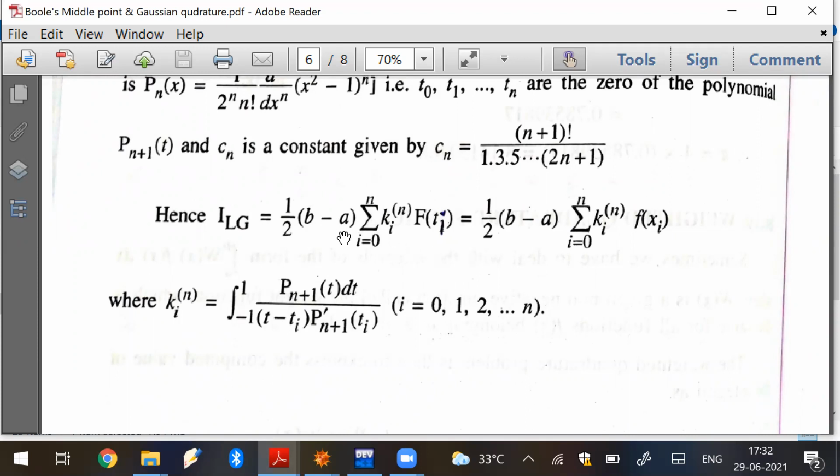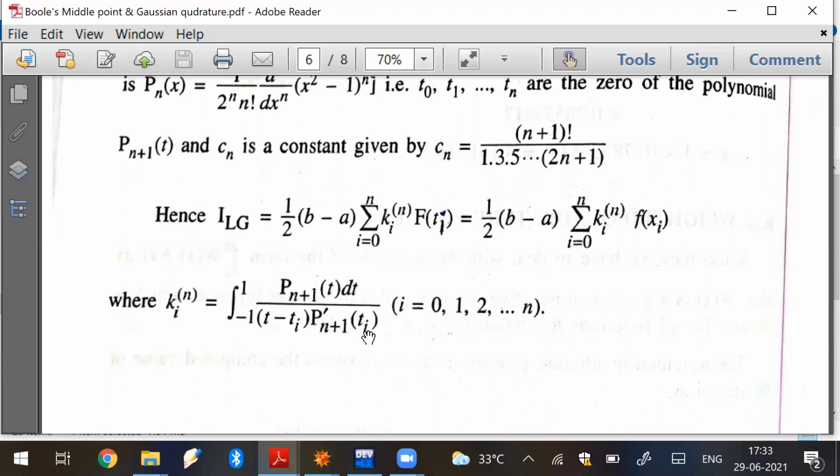formula. So what is the quadrature formula? If you read the expression, it is half of (b minus a), and then the summation over k_i n times f(t_i). Here k_in is given by this, and t_i are the roots of the Legendre polynomial of degree n plus 1, that means P_{n+1}(t). This is the formula we are going to use as the Gauss quadrature formula. One thing is very sure: if we have to deal with this formula, we must have t_i in our hands, and depending on this t_i, x_i will be coming and also k_in will be coming. So we need both of them to evaluate this.